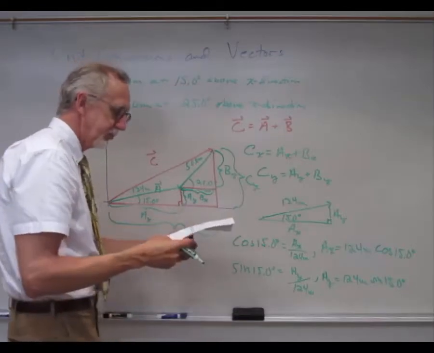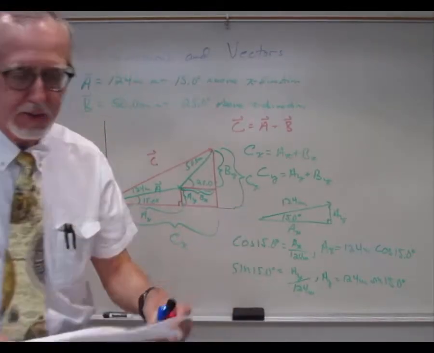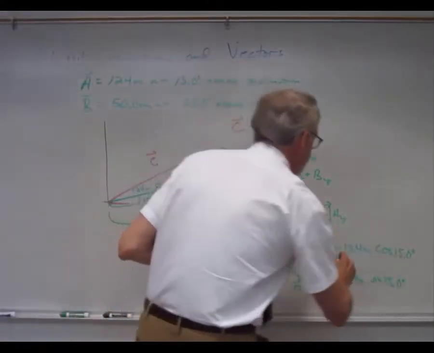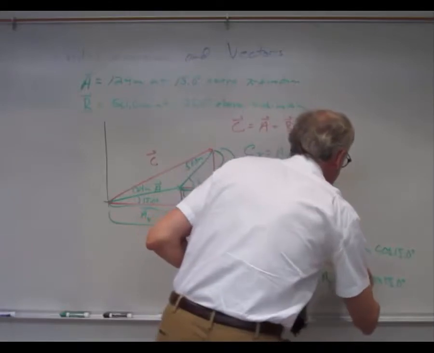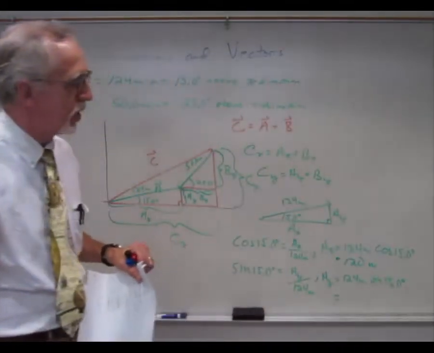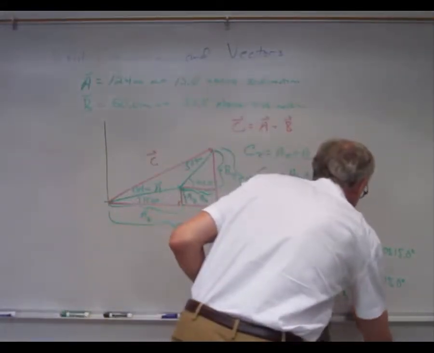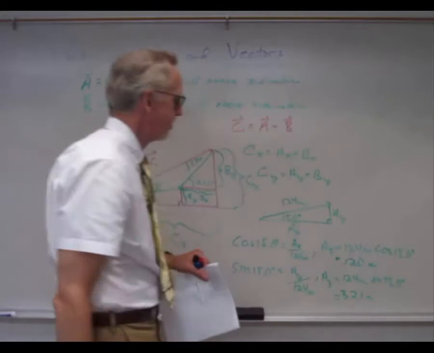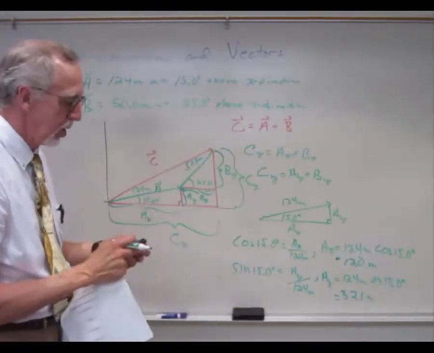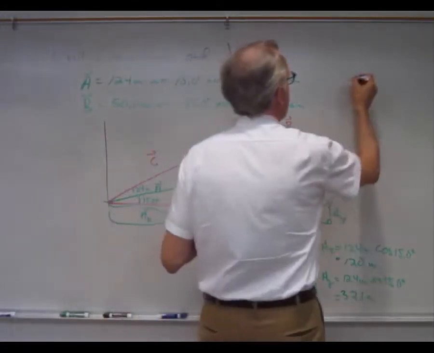So we can find the components of A, in other words, Ax and Ay, very easily using trigonometry. Well, it turns out that Ax is then 124 cos 15, that is 120 meters. And Ay, which is 124 sine 15, that is 32.1 meters. So we've got the x and y components of A.